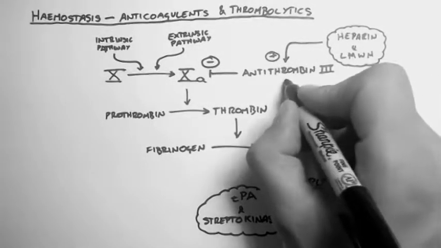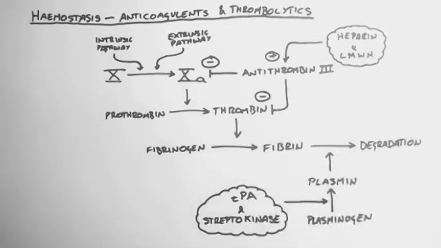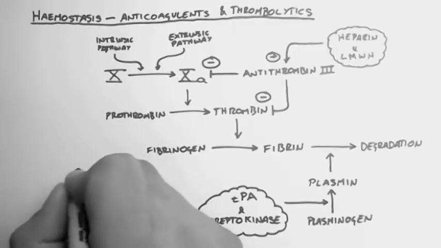Now, antithrombin 3 actually inhibits thrombin production as well, so its effects are twofold. Now let's have a look at another mechanism.